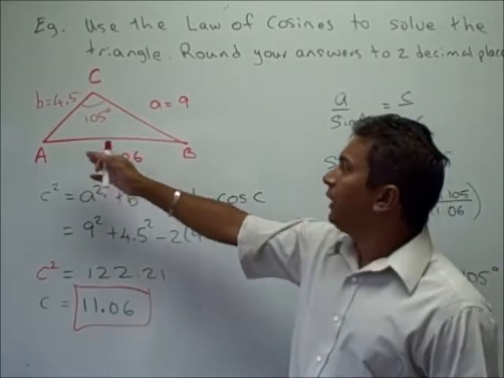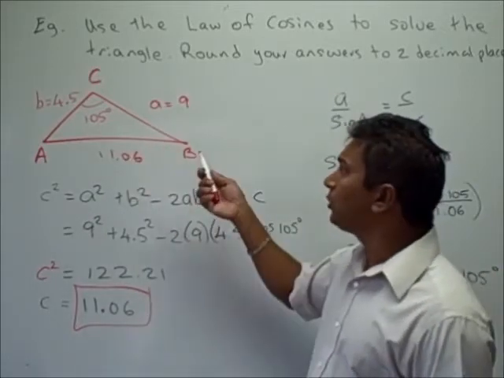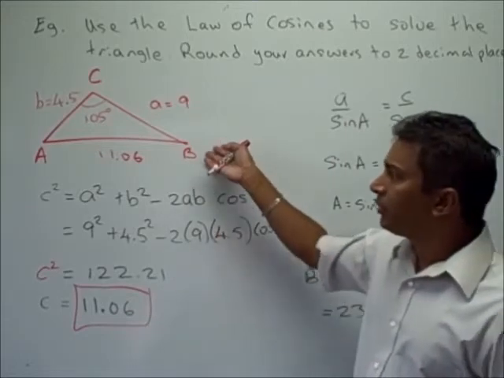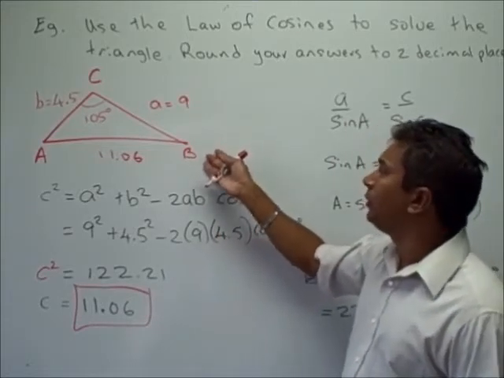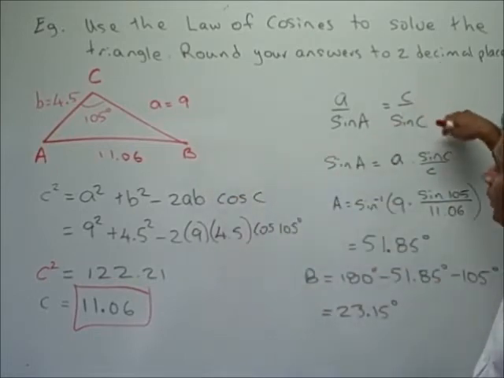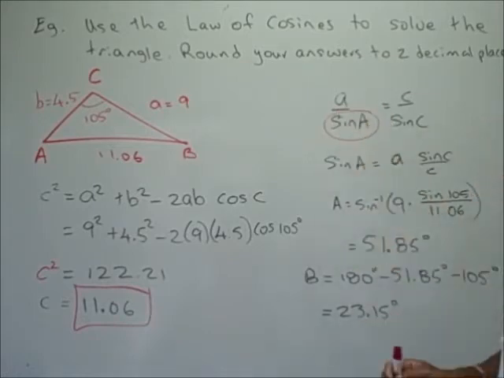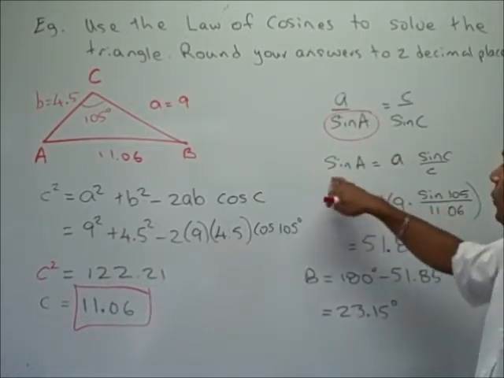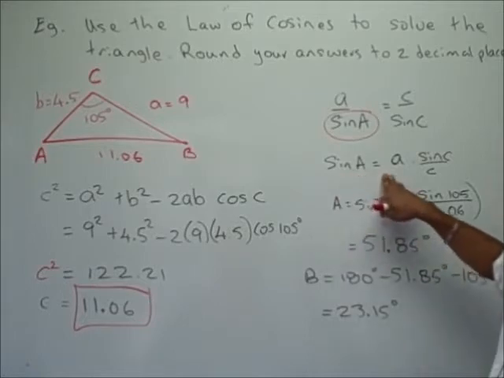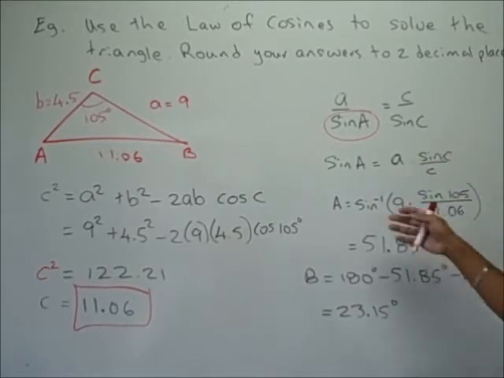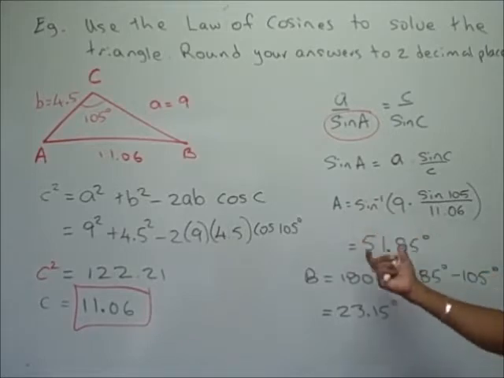Now we need to find angle A and angle B. We can still use our cosine rule to find angle A and angle B. However, at this stage, it might be easier to use our sine rule since we have side C and angle C. So we can use that to find angle A. If we rewrite this, we know that sine of A is equal to A times the sine of C over C. Substituting for A, angle C, and C, and taking the arc sine of this, we get 51.85 degrees.